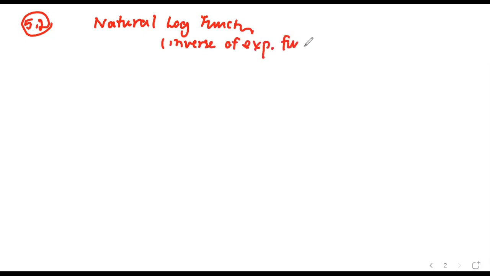So number 2 is the algebra of the natural log function. The log function is the inverse. I put a note here: it is the inverse of the exponential function. With this relationship, if you have y equals e to the power x, the inverse is going to be in the form of x equals e to the power y.